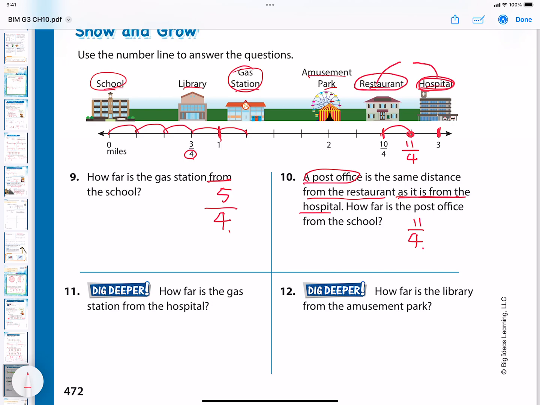Otherwise, you don't understand what they're saying or what I need to find out. Okay, so the question is, how far is the post office from the school? From the school, this is 0, right? And from the school to the restaurant takes 10/4. That's why I can just count one more from 10/4. It becomes 11/4. All right.